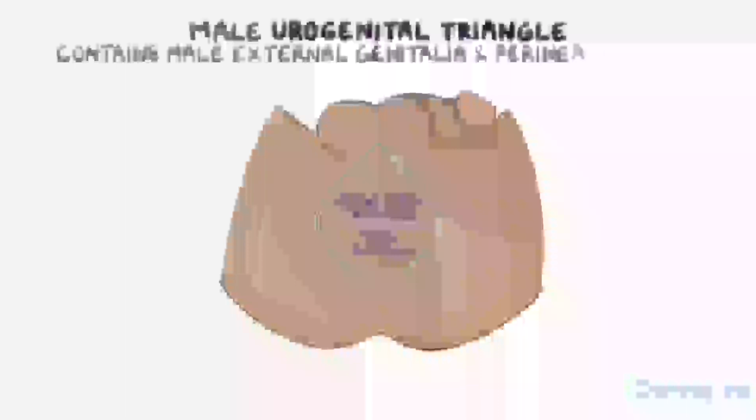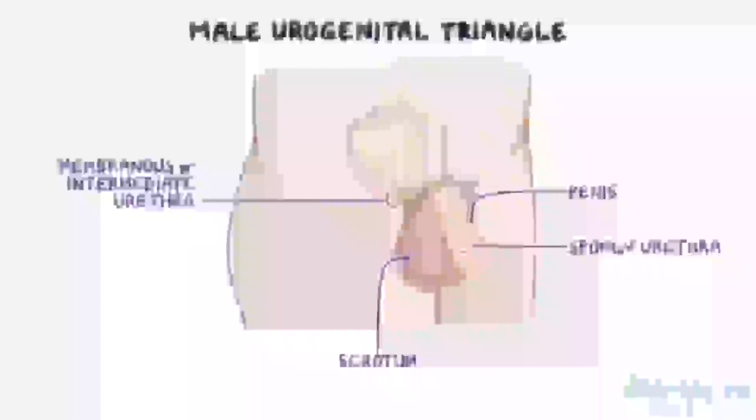The diamond-shaped perineum is divided into two triangles, the urogenital triangle anteriorly and the anal triangle posteriorly. The urogenital triangle differs between males and females. In males, it contains male external genitalia and the perineal muscles. Let's start with the male external genitalia, which includes the membranous, or intermediate urethra, the spongy urethra, the scrotum, and the penis.